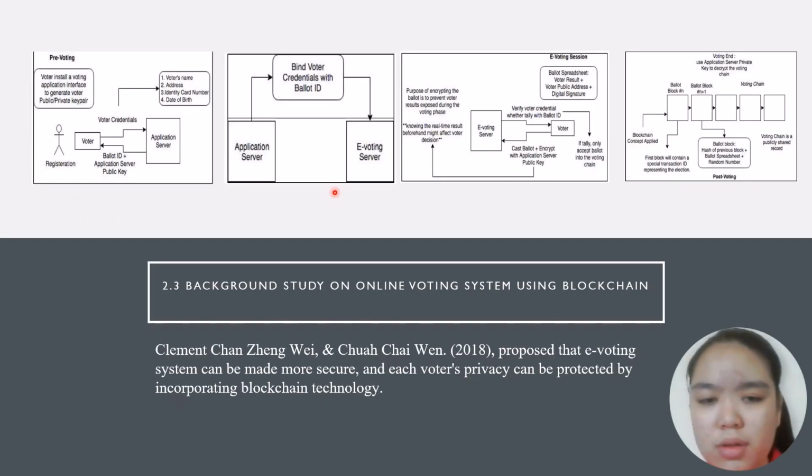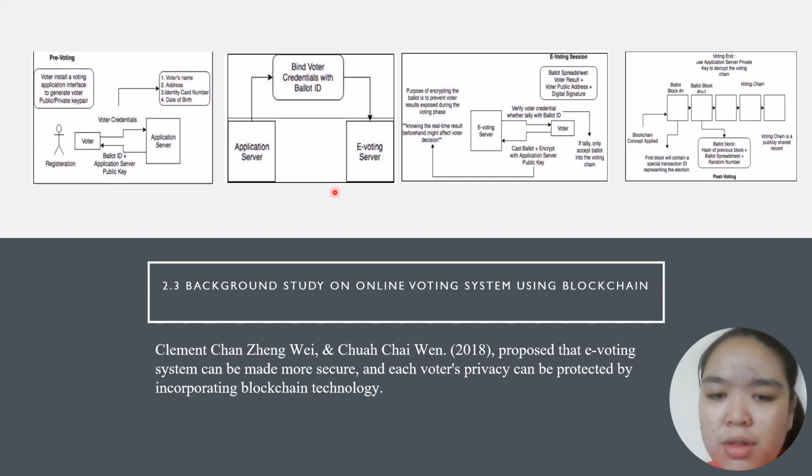So this is the background study on online voting system using blockchain. Clement Tan Zhengwei and Chua Taiwan in 2018 proposed that an e-voting system can be made more secure and each voter's privacy can be protected by incorporating blockchain technology. And this is the figure of pre-voting, the ongoing voting session, and the post-voting session.